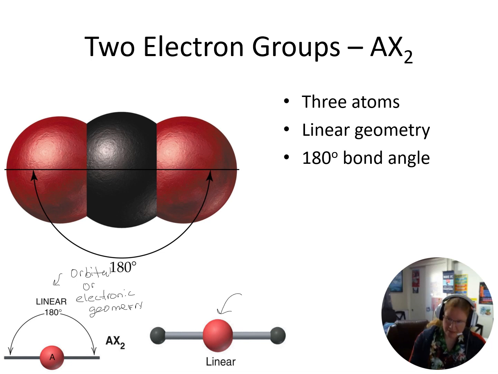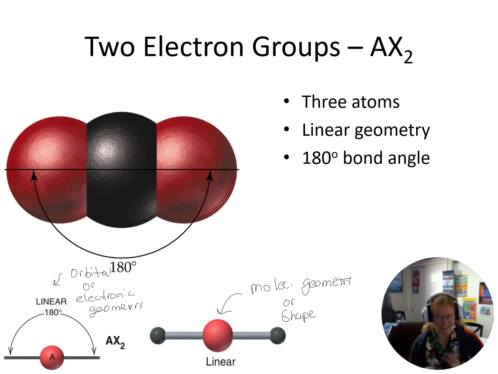You'll also see, this is in the right-hand corner for what is available for you to download. This is the molecular geometry, or the shape. Now, if everything is bonding, if there are no lone pairs on the central atom, the orbital and the molecular are exactly the same. But once we start putting lone pairs in, then things start to get a little bit crazy.